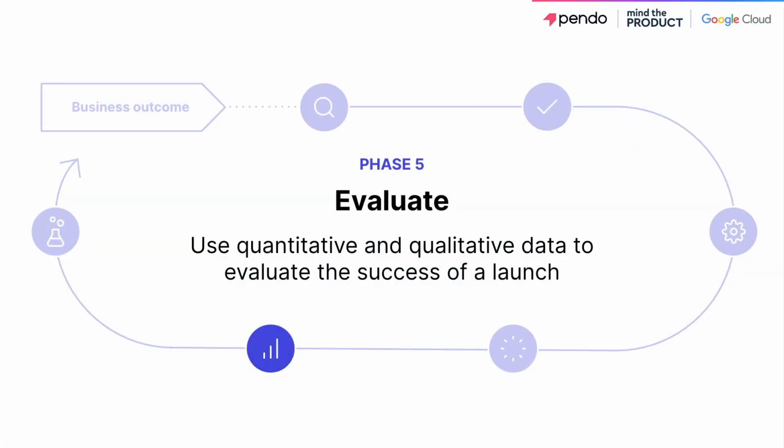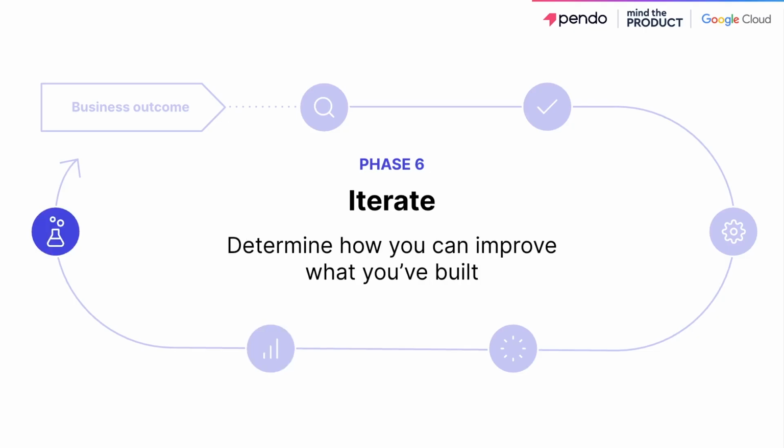Phase 5 is evaluate. After you've launched a new product or feature, it's critical to evaluate its success by using both quantitative and qualitative data. And phase 6 is iterate. Not long after you've started collecting and analyzing data, you'll move into iteration mode and determine how you can improve what you built. And just like that, you've kicked off another rotation of the life cycle as you move back into product discovery.